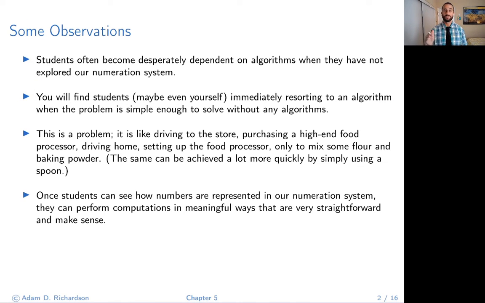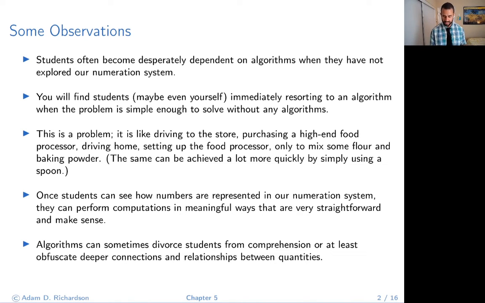Once students can see how numbers are represented in our numeration system, they can perform computations in meaningful ways that are very straightforward and make sense. And it just gives students freedom and flexibility, which is what we like. And then I've said this a bunch of times now, but algorithms can sometimes divorce students from comprehension, or at least obfuscate deeper connections and relationships between quantities. That word obfuscate means to make less clear. And that's what algorithms can do sometimes. They can make less clear the connections and relationships between the quantities that we're exploring.